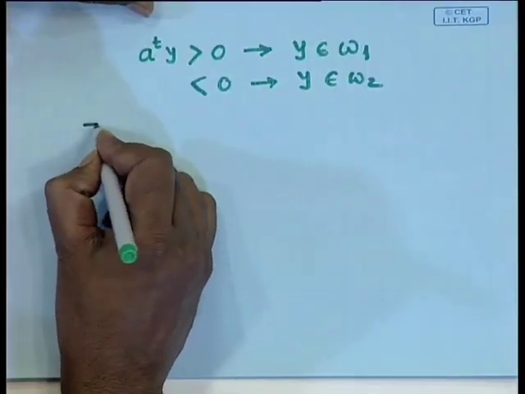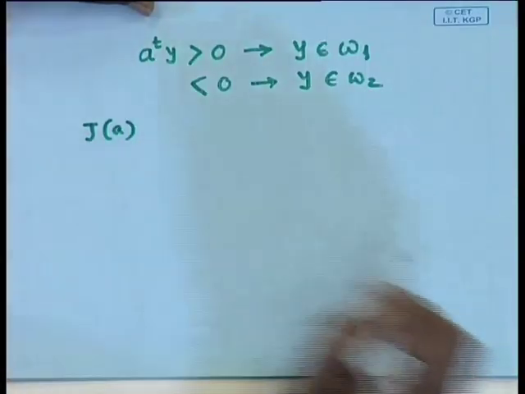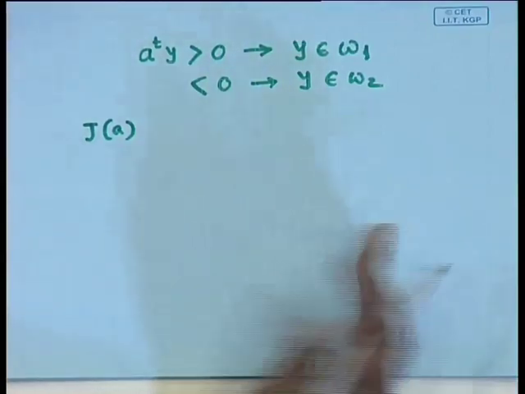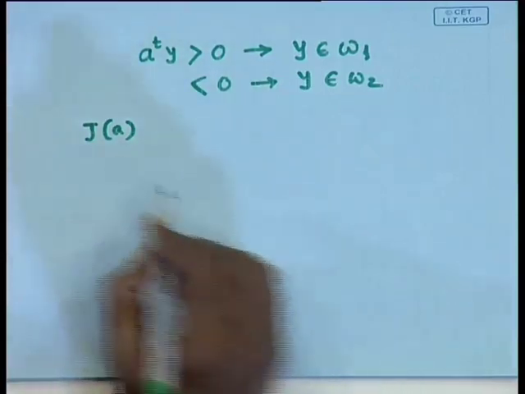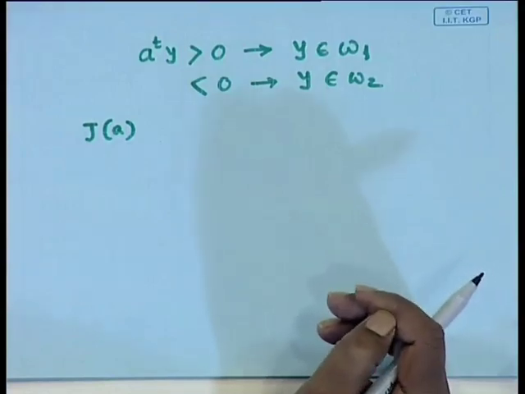To find such a weight vector A, we have adopted a criteria function. If A is a solution vector, the criteria function will be minimum. If it is not a solution vector, the criteria function will be non-minimum. In general, we have a criteria function, say j, which is a function of A, because we are trying to find the proper value of A. And then we have adopted a gradient descent procedure to converge to the proper value of A.